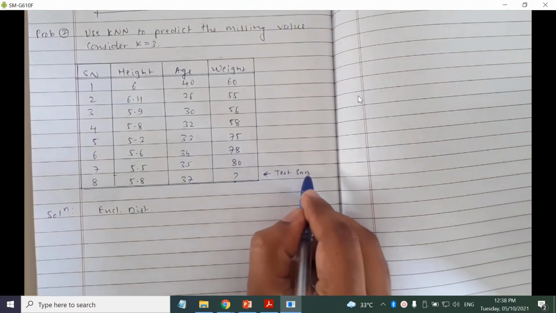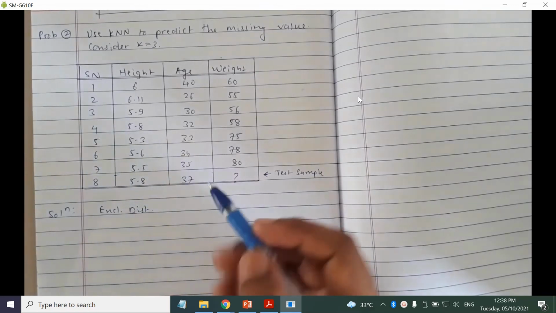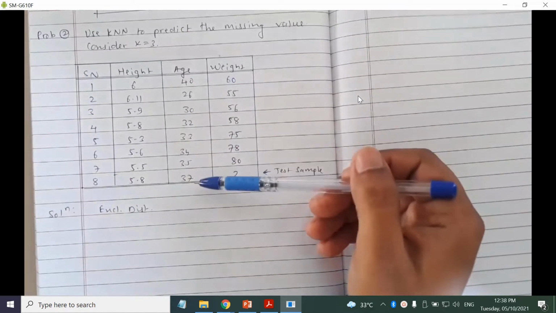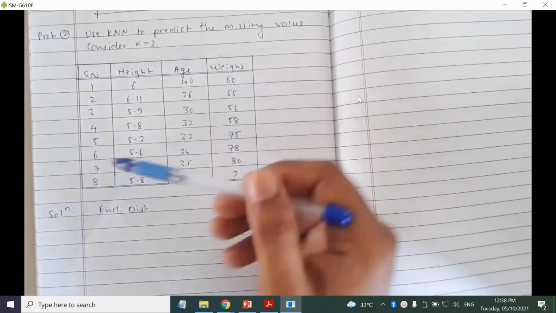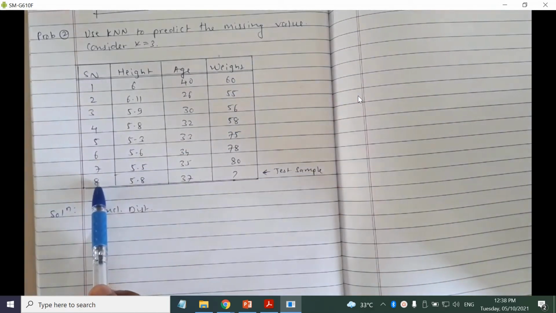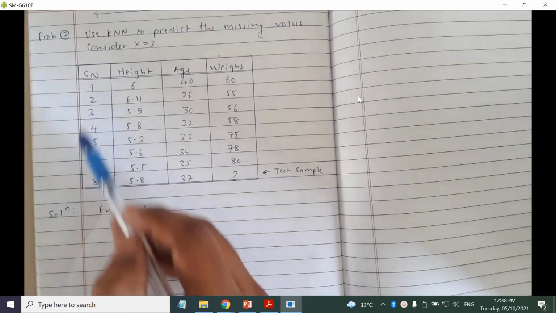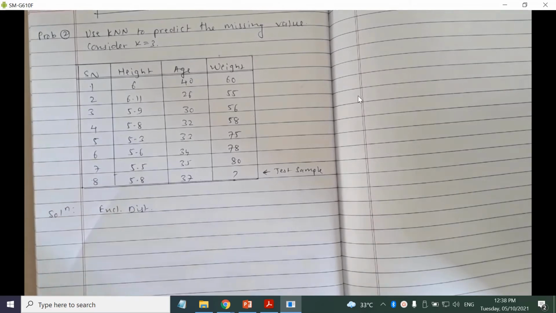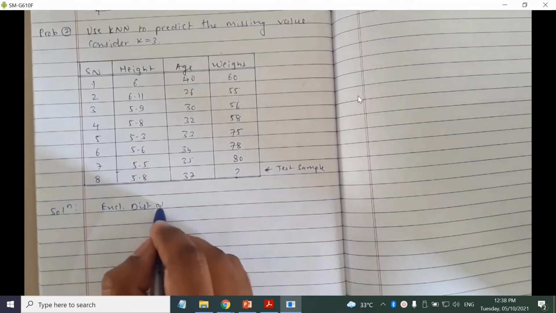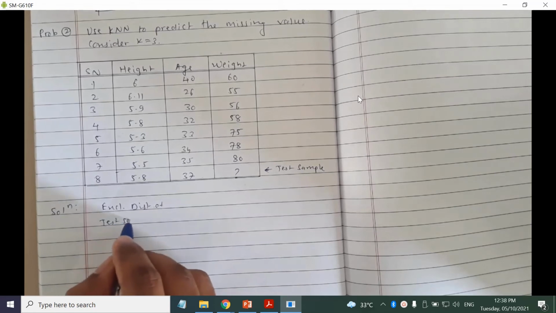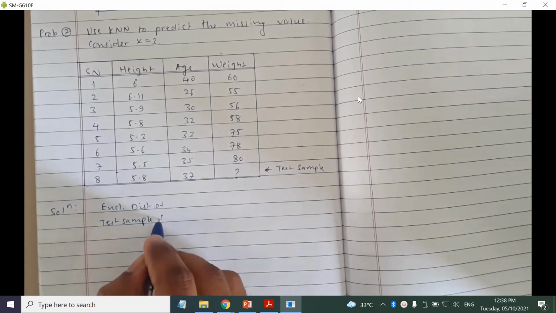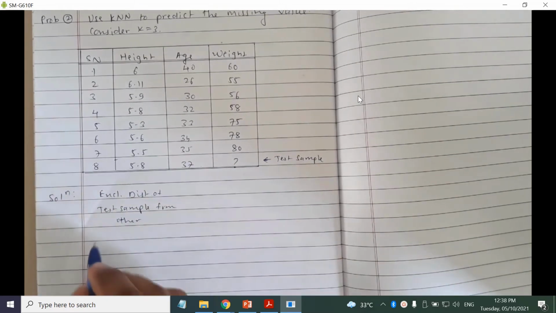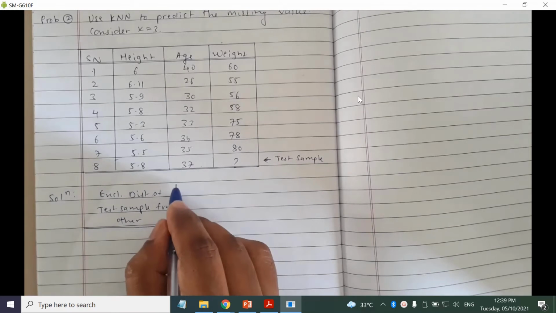This is my test sample. So we have to take the distance of this sample from each of these samples. This 8th one is the test sample, so we'll take the distance between 1 and 8, 2 and 8, 3 and 8 and so on. So we'll get 7 distances, the Euclidean distance of the test sample from the others. So let us find the distances.